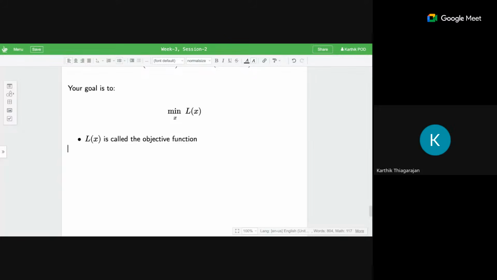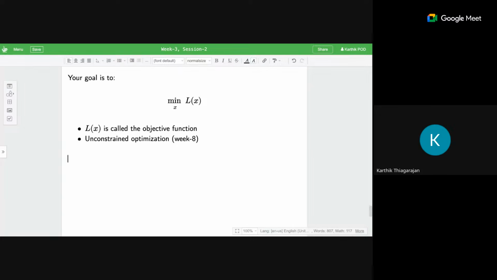And this is an example of what is called unconstrained optimization. So there is no constraint; you're allowed to choose whatever x you want. In week 8 and week 9, we'll see examples of constrained optimization. But for now, this is unconstrained. So the immediate solution strategy for unconstrained optimization is, what is it?